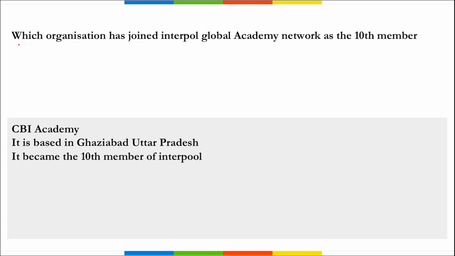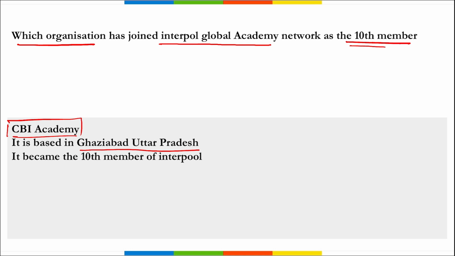Let's start. First question is, which organization has joined Interpol Global Academy Network as their 10th member? So it is our CBI Academy, right? CBI, that is your Central Bureau of Investigation, based in Ghaziabad, Uttar Pradesh. It became the 10th member of Interpol, right?